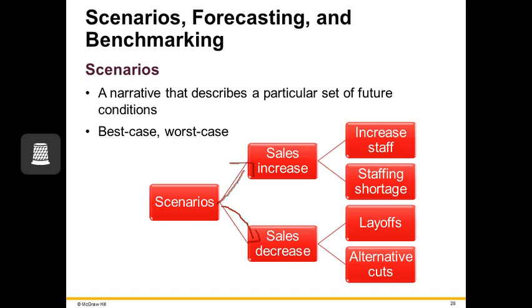If we have a sales increase, we might need to increase our staff. We might be able to increase our staff. Alternatively, we might not be able to increase our staff, and we could have a staffing shortage. If we have a sales decrease, we might have to have some layoffs, but maybe we have a reason that we can't lay people off. Then we have to look at alternative cuts. These are just examples of how we could work through different types of scenarios.